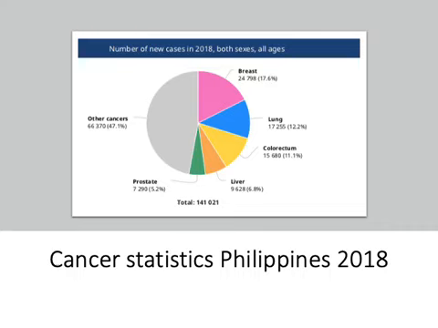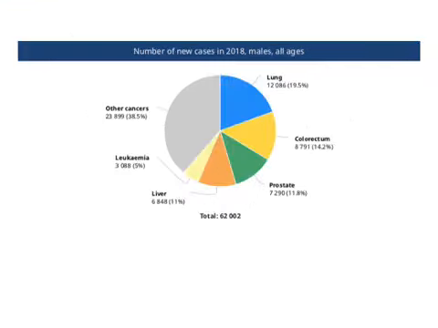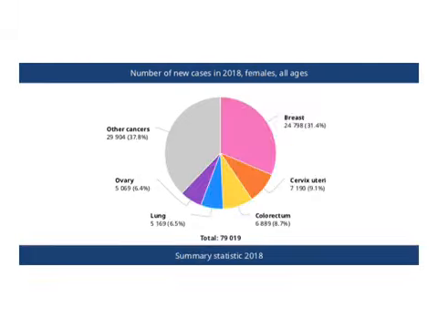Cancer statistics in the Philippines show that leukemias are not really that common, although this may be secondary to underreporting. However, in males, the leukemias comprise 5% of the total malignancies. In this particular study, there is no distinction between the different types of leukemias. While in the female population, again, the leukemias are not really that common.